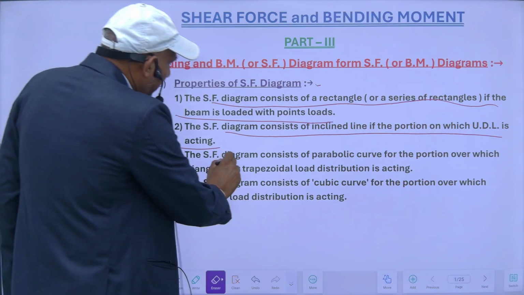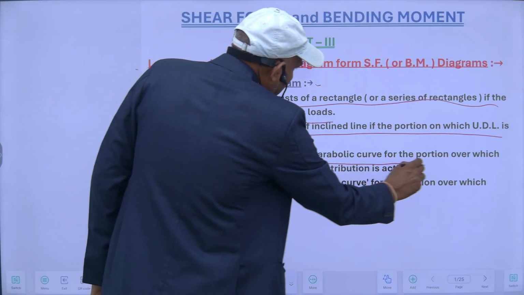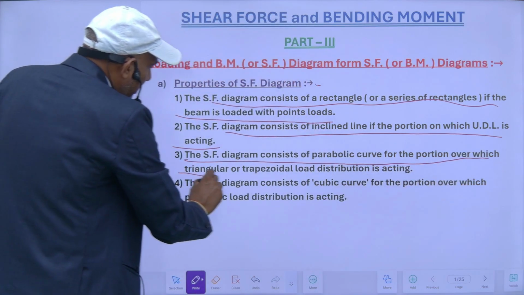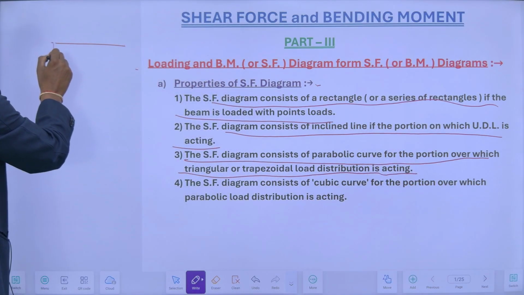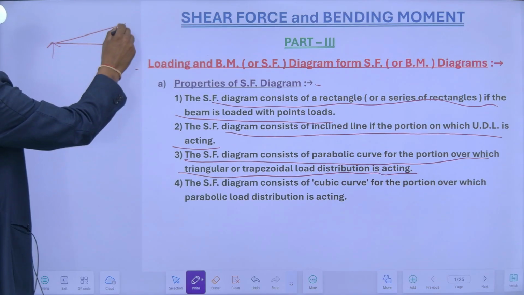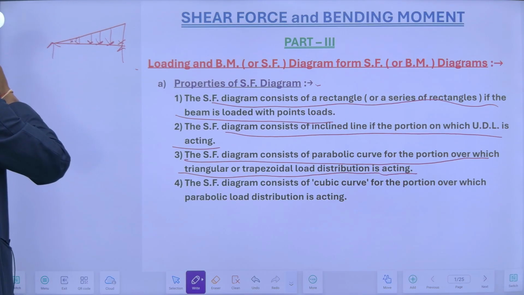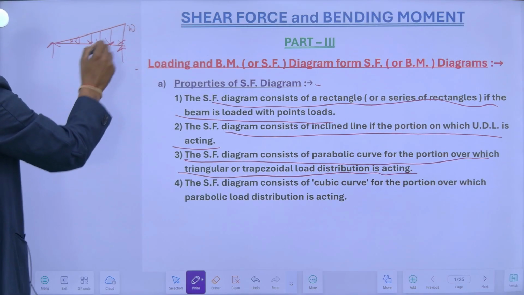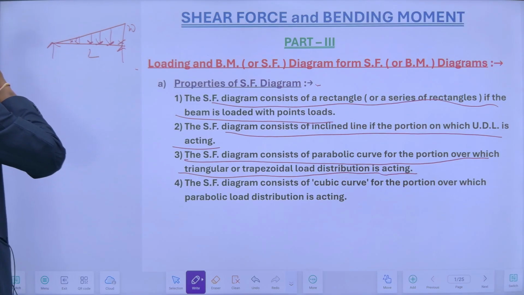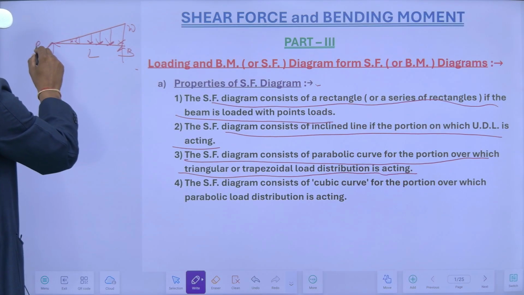The shear force diagram consists of a parabolic curve for the portion on which the triangular or trapezoidal load distribution is acting. Suppose my loading is like this. So in this case, suppose this is the intensity. So total load will be, here it will be, this is B, this is A.